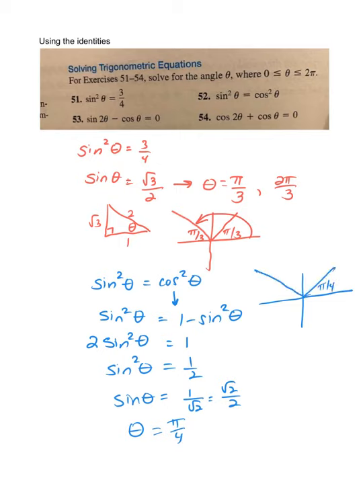I could talk about pi over 4 in quadrant 2. So that's going to be 3 pi over 4. I can talk about a pi over 4 in quadrant 3. So that would be 5 pi over 4. And I can talk about pi over 4 in quadrant 4. And that would be 7 pi over 4.